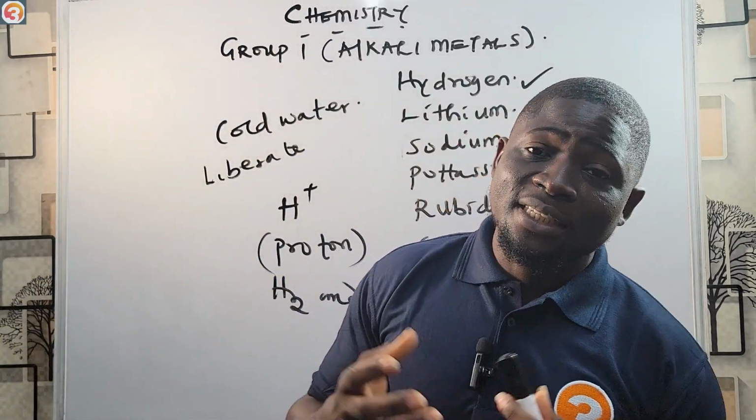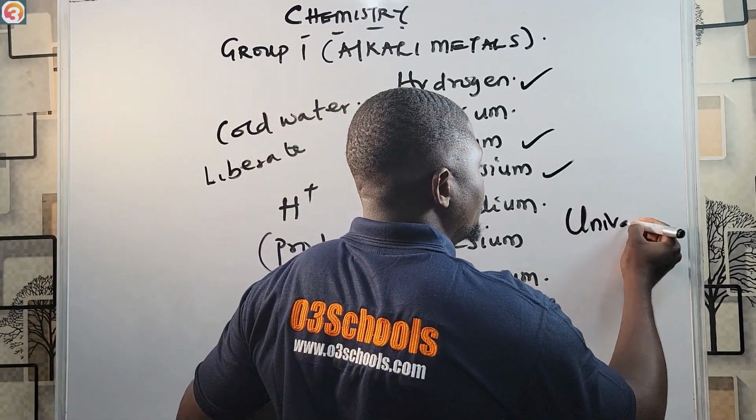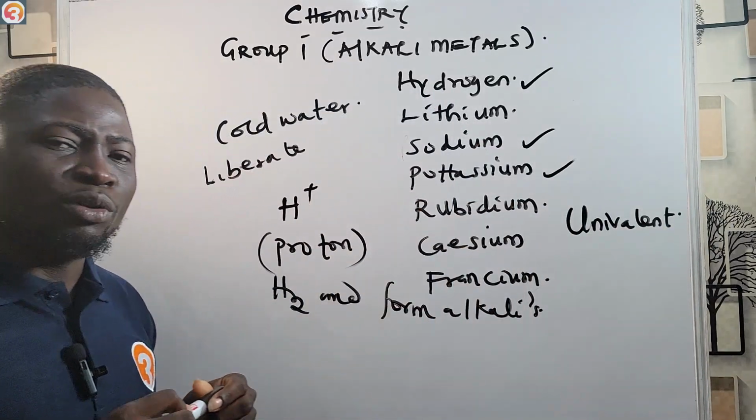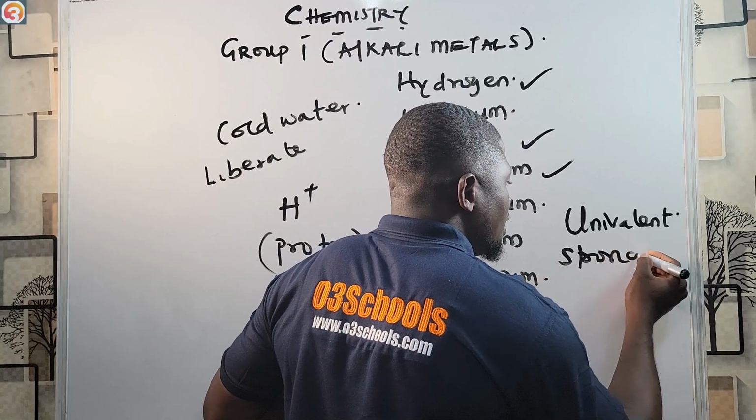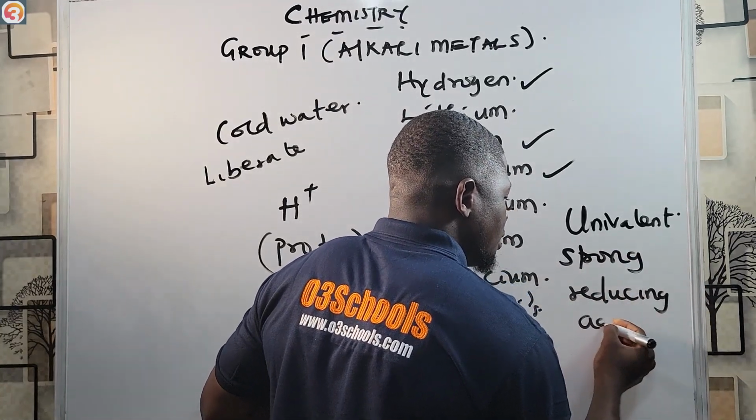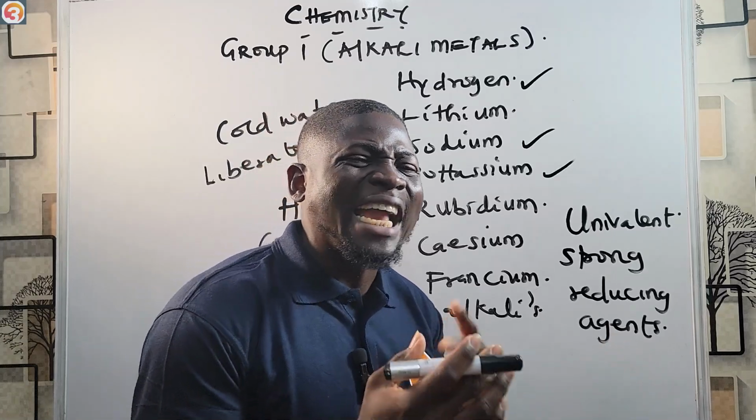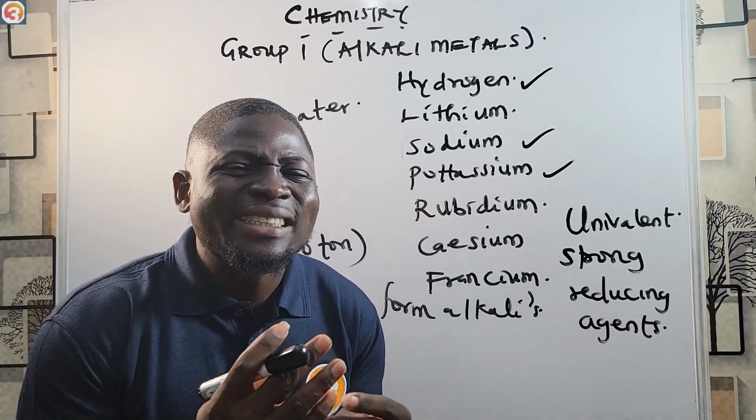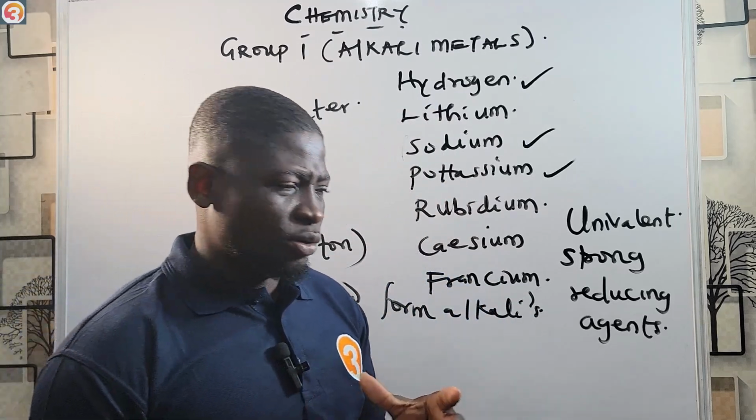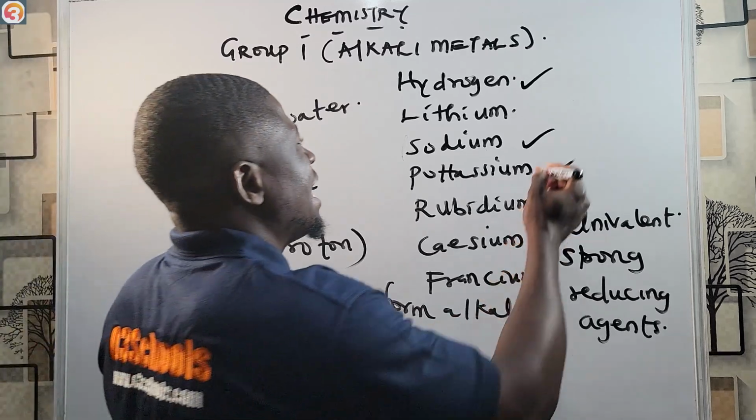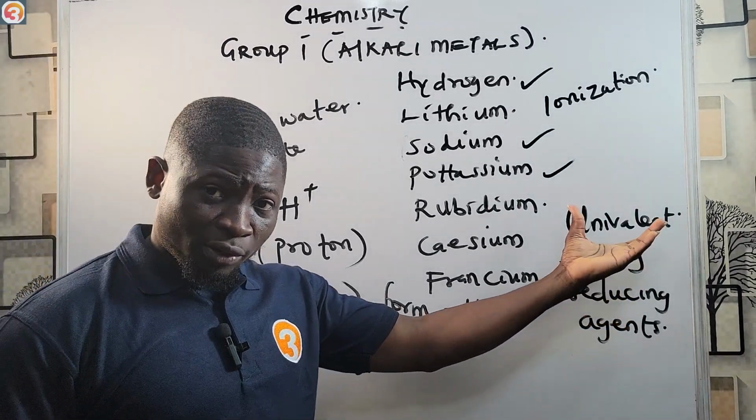Now, another important thing you need to know about group one metals is that they are univalent reactive metals. That means they have one electron in the outermost shell, so they have one valency. They are univalent reactive metals, and they are also very strong reducing agents because of their ease to lose their outermost electrons to form ions. That is their ease of ionization.